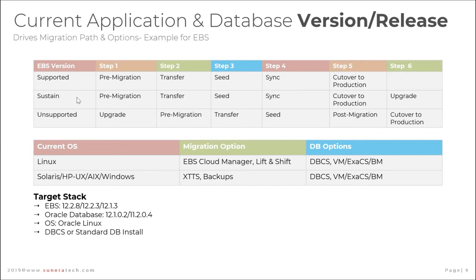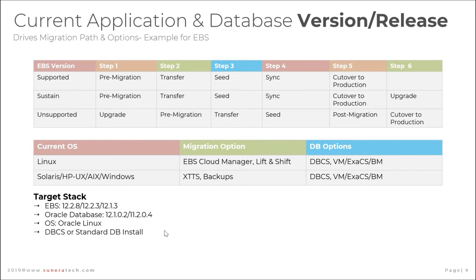If you're in sustain, ideally you want to upgrade at some point. Some organizations want to upgrade prior to migration, some want to upgrade post. But typically upgrading during the migration is not recommended because you don't want to put in too many moving parts. In an unsupported system, if your current release is not supported, ideally you want to upgrade up front and then complete the remaining tasks. So you upgrade to a supported version, or at least to a sustained version, and then continue with the rest of the steps.